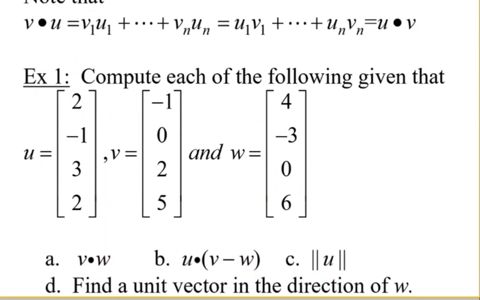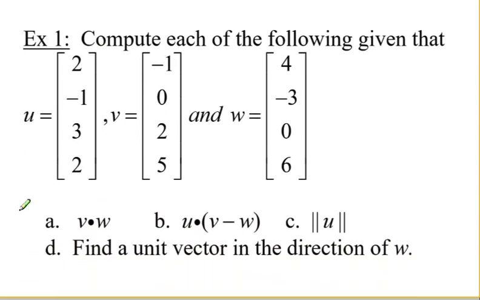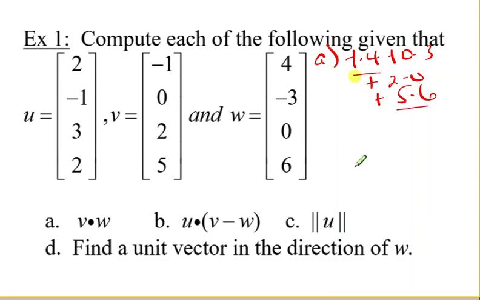So if I do v dot w, that's going to be -1 times 4 plus 0 times 3 plus 2 times 0 plus 5 times 6. And so obviously the only terms that matter are 5 times 6 and -1 times 4, and that gives us 24.